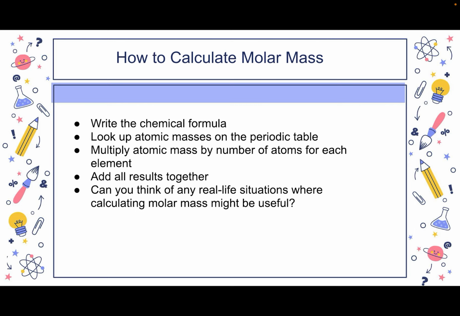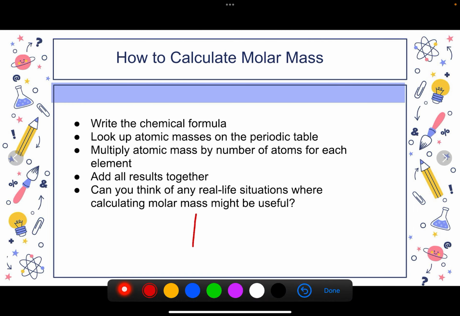So what you want to do is write the chemical formula down. Like for the water example, you would write H2O. You look up the atomic masses on the periodic table. For hydrogen, it's 1.01, for example. Oxygen would be 15.99. And then you multiply the atomic mass by the number of atoms for each, and then add everything together. So let's take a look at that example here.